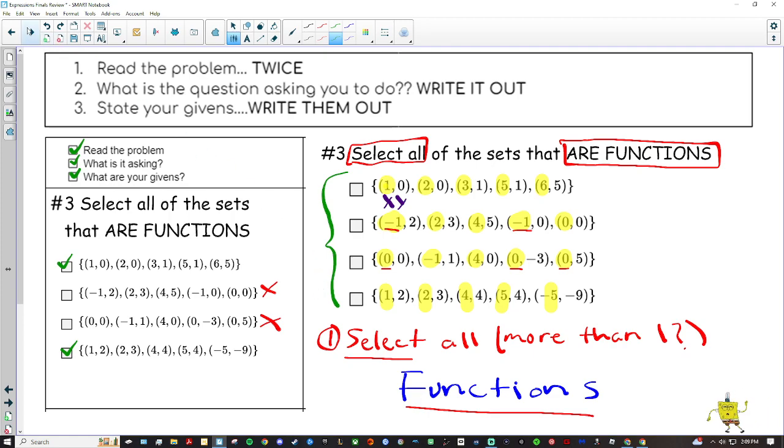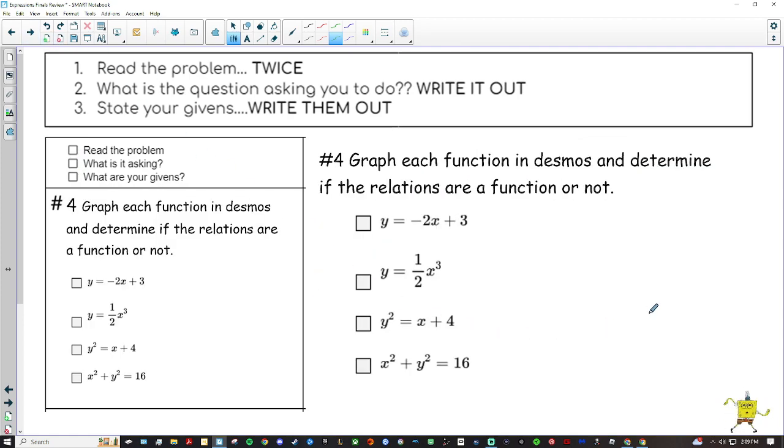Last problem. Number 4. Take a second, write down number 4. Make sure you write nice and neatly. And make sure you get Desmos open. Alright, so you've written your problem down and you have Desmos open and ready to go. So let's start by reading the problem twice. Read that problem twice and resume the video when you're done.